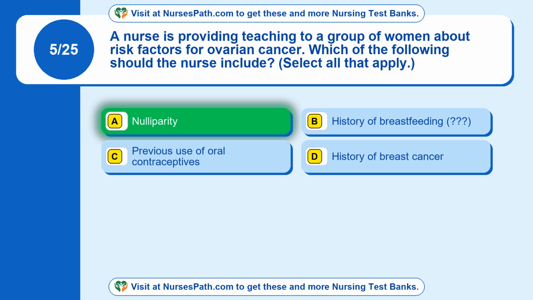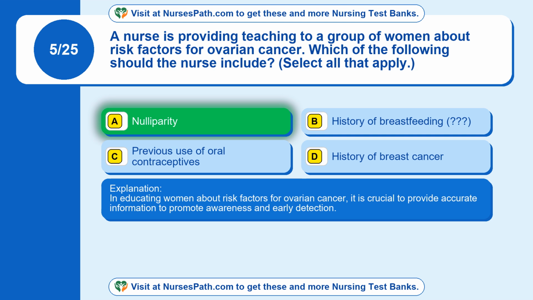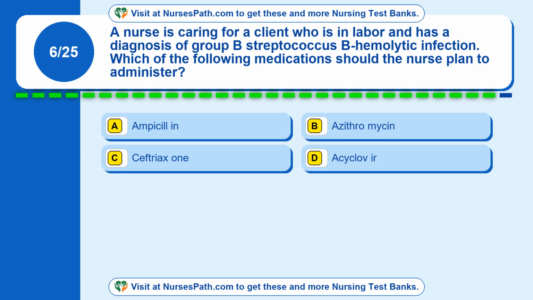The correct answer is Option A. Nulliparity. In educating women about risk factors for ovarian cancer, it is crucial to provide accurate information to promote awareness and early detection.